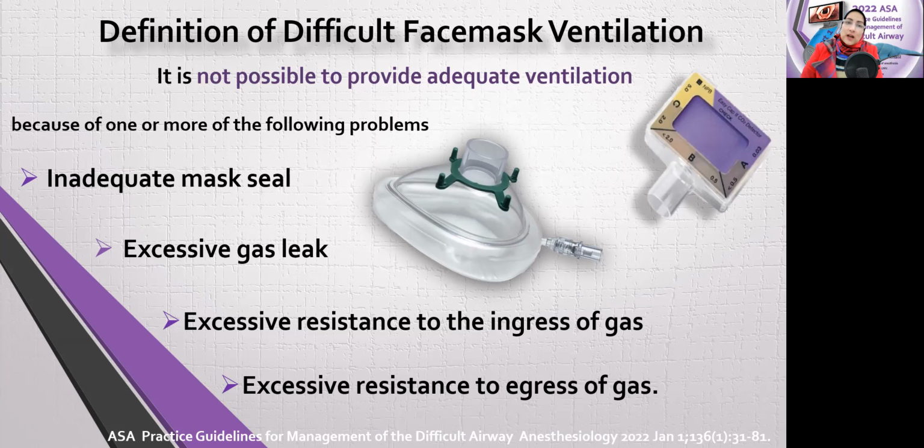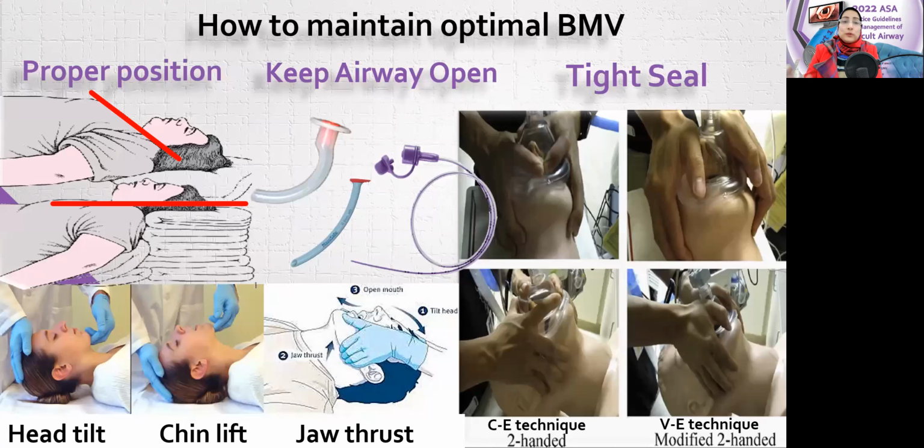Before declaring that I am having a difficult face mask ventilation, I should give my patient the optimal chance, and I should do my best effort to give my patient optimal face mask ventilation. How to maintain optimal bag mask ventilation? I have three criteria to be fulfilled. First, proper positioning of my patient. Second, keep the airway open or patent. Third, tight seal of the mask. How to do all of this?